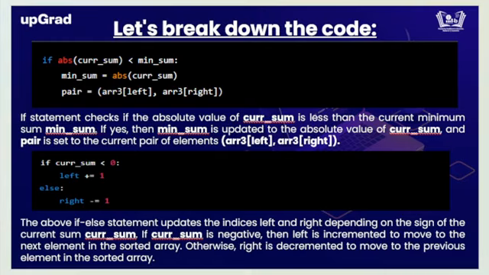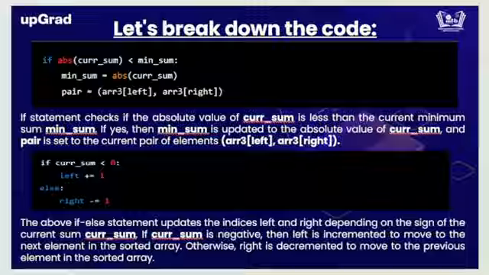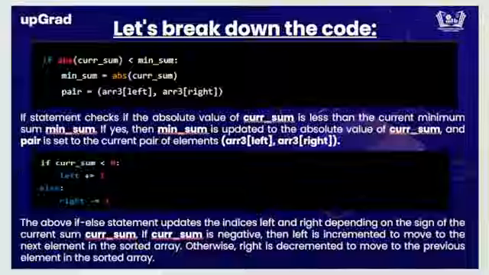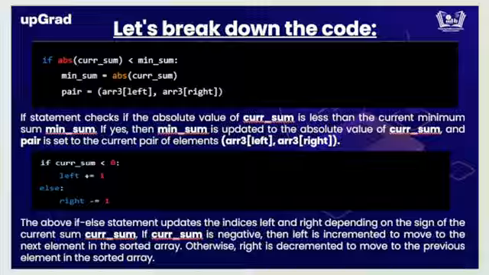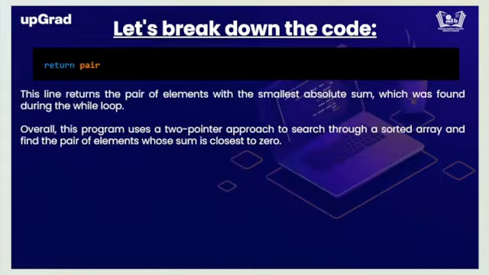We also have another if statement inside the loop, which we have mentioned in the slide also. The if else statement updates the indices of left and right depending on the sign of the current sum. If the current sum is negative, then left is incremented to move to the next element in the sorted array. Otherwise, right is decremented to move to the previous element in the sorted array. In the last line, we return the pair.